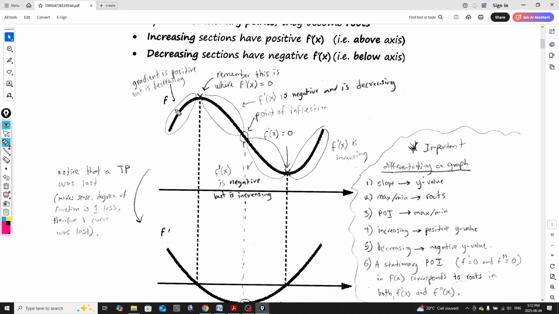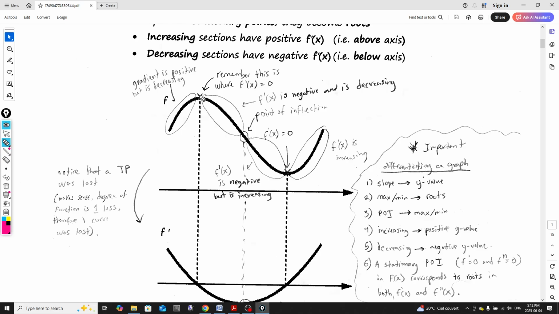Essentially what I'm saying is the gradient is positive, but it's decreasing. We saw our slopes were positive, but slowly decreasing. We went from a slope of 3, 2, 1, and so on. Remember that this is where f prime of x equals 0. We figure out stationary points, the maximums and minimums, by setting f prime equal to 0 and solving. So f prime is equal to 0 at these points right here.